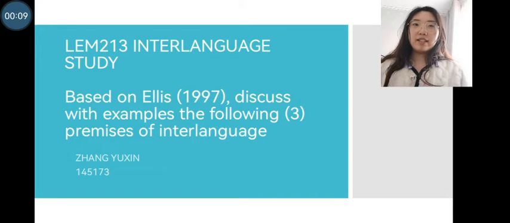Today, I will present the topic based on Ellis 197: discuss with examples the following three premises of interlanguage. We all know that the concept of interlanguage involves the following premises about second language acquisition.